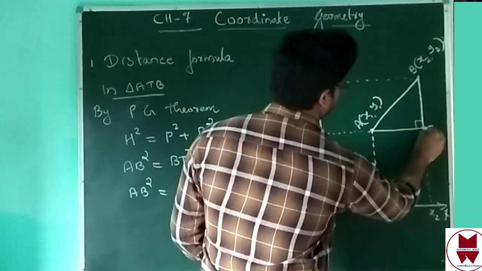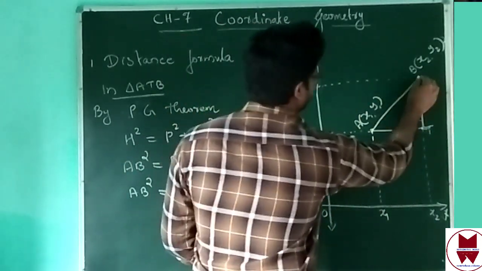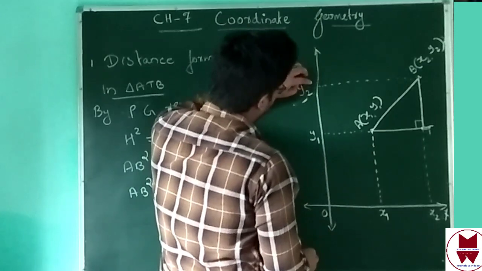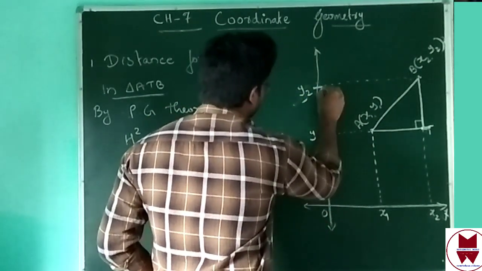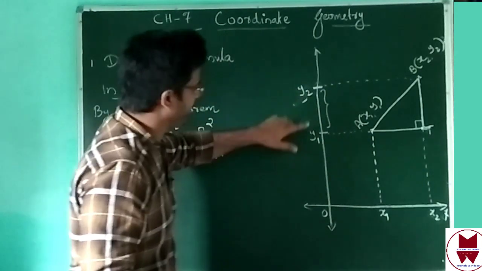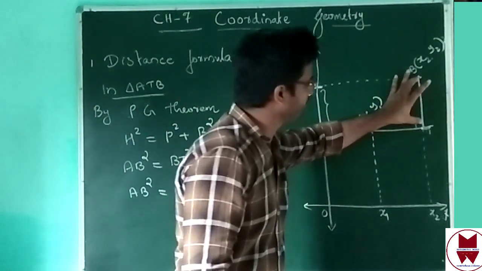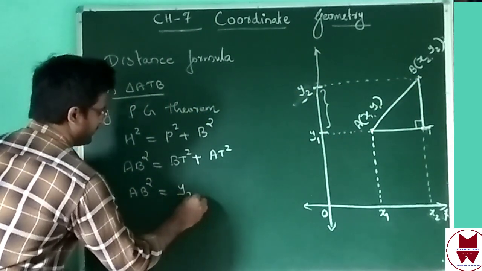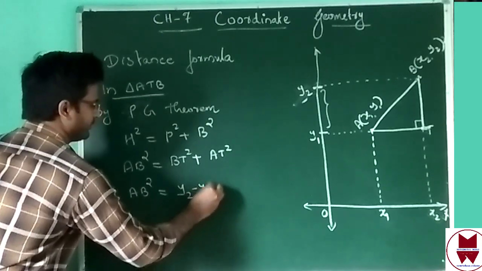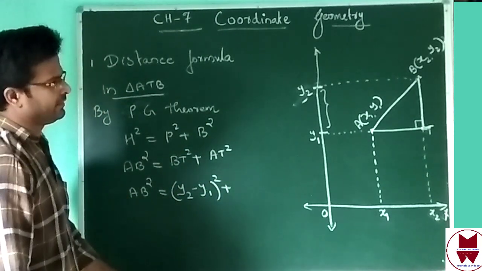This point, that means what is y1, isn't it? Then here which point? This is y2. Then if you do y2 minus y1, what will you get? From here to this much. This is y2 minus y1. If you do it, you will get this distance, and that is the same distance here also. That is y2 minus y1. BT means y2 minus y1 all square, plus AT square.